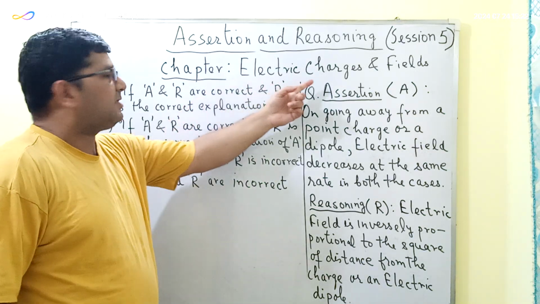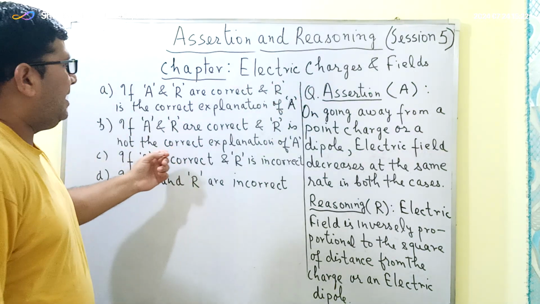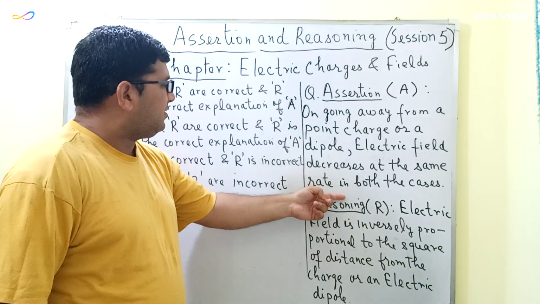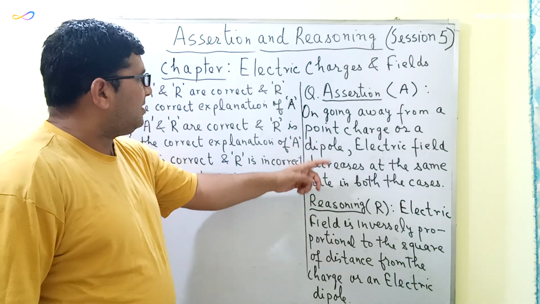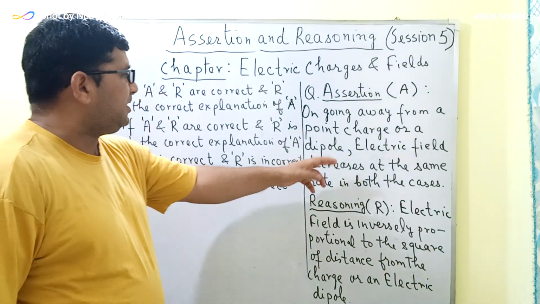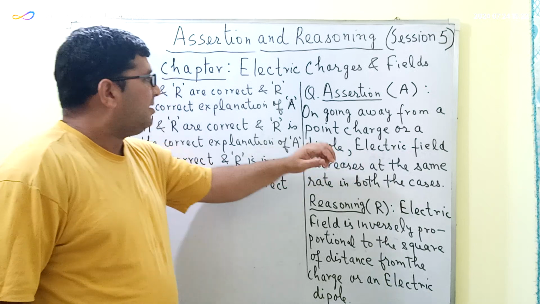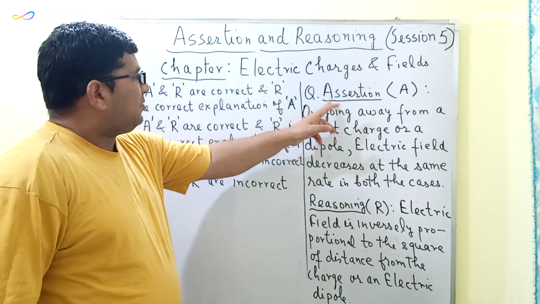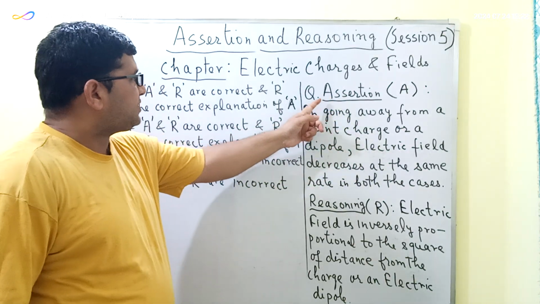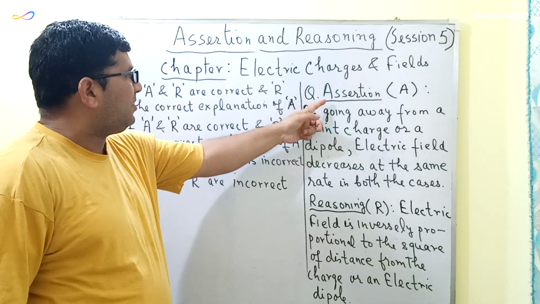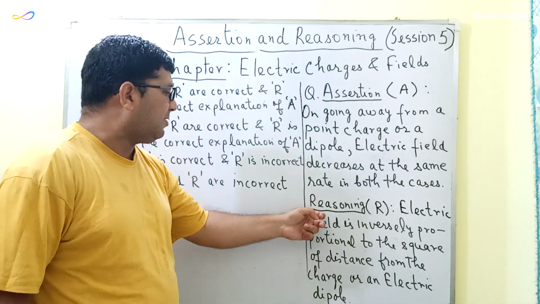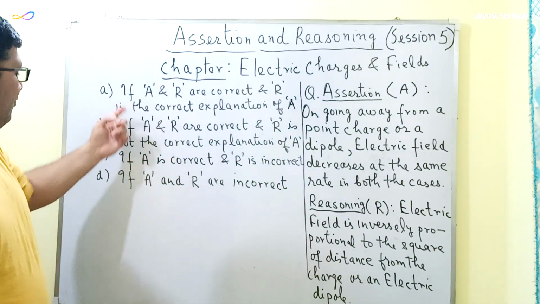The chapter is Electric Charges and Fields. And today I have taken one question which is based on the topic of electric field. The question here has one assertion and the reasoning, and there are 4 options given here.